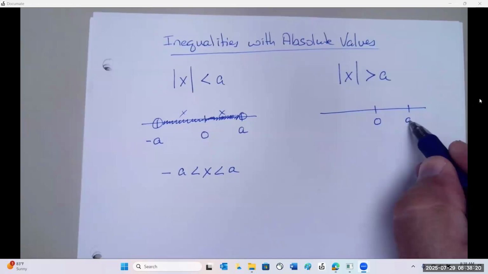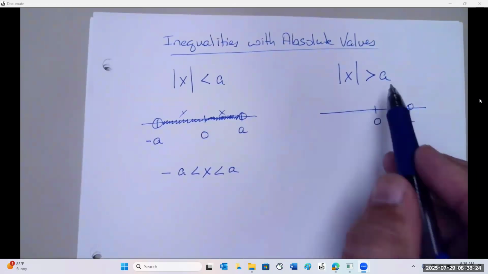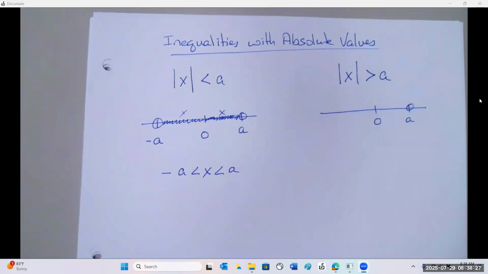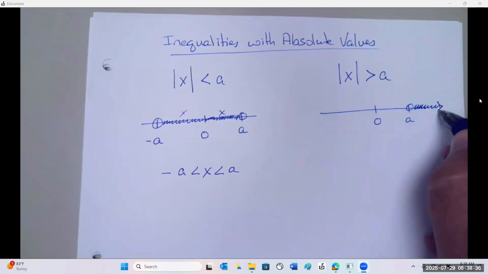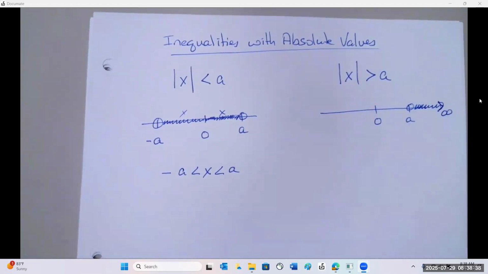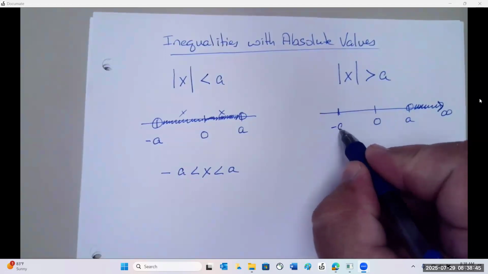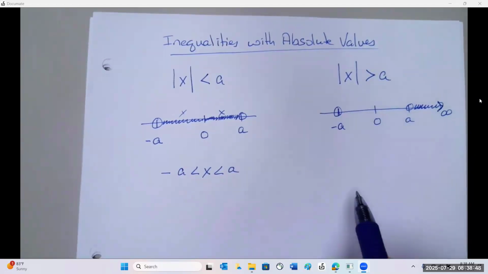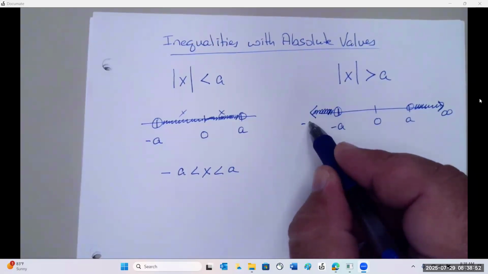If here's my value a and there's 0, if x is greater than a, which direction is it going? Yeah, it's getting bigger, so it's going away from 0. It's going all the way to positive infinity. Well, we also have to look at the negative a aspect. It's got to do the same thing. It's got to go away from 0, so it's got to go to negative infinity.